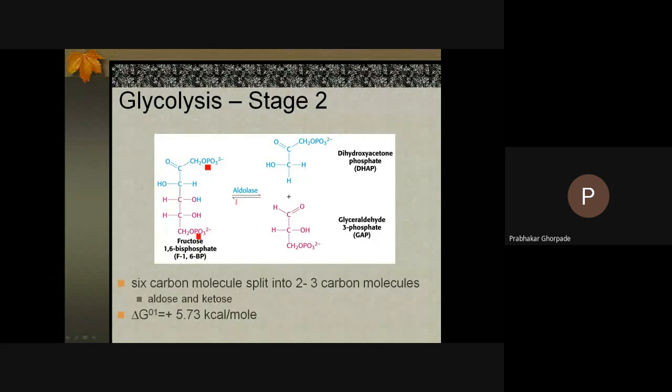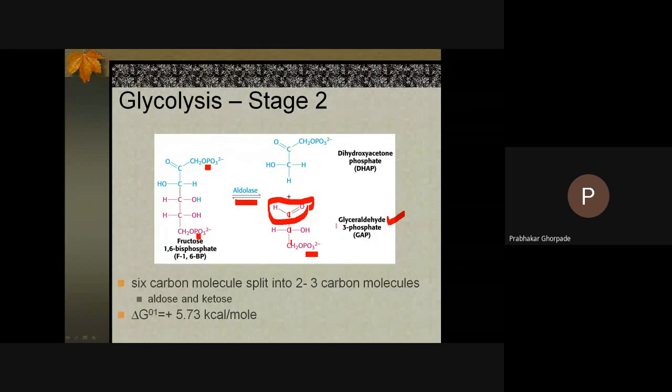If this substrate comes in contact with the aldolase enzyme, fructose 1,6-bisphosphate gets converted into glyceraldehyde 3-phosphate. Glyceraldehyde, again, is an aldehyde. You can see the aldehyde group is there, C double bond O and H at the terminal position, and this is a 3 carbon atom molecule, 1 2 3, and at the third position there is a phosphate group attached. That is why we call it glyceraldehyde 3-phosphate.